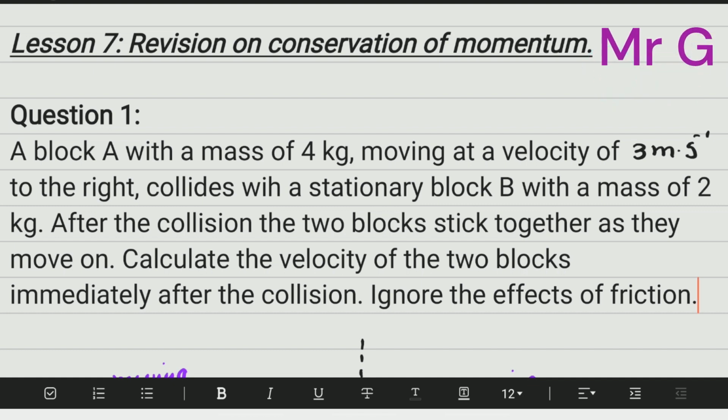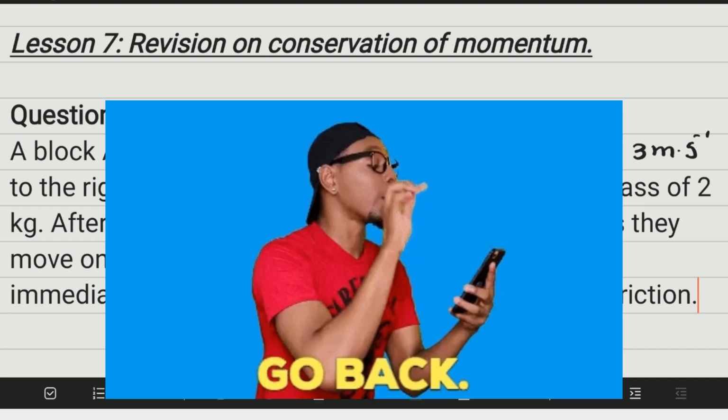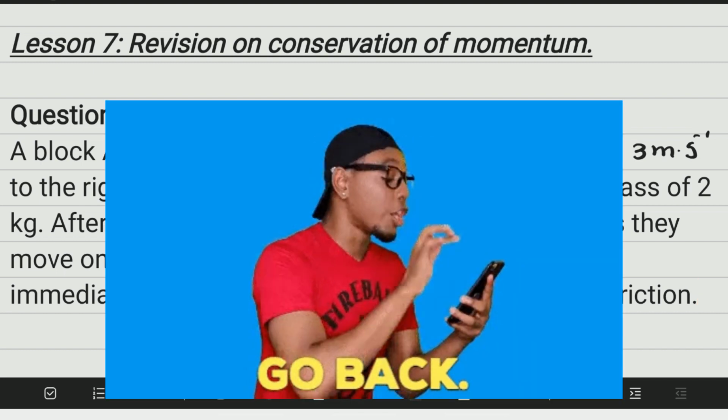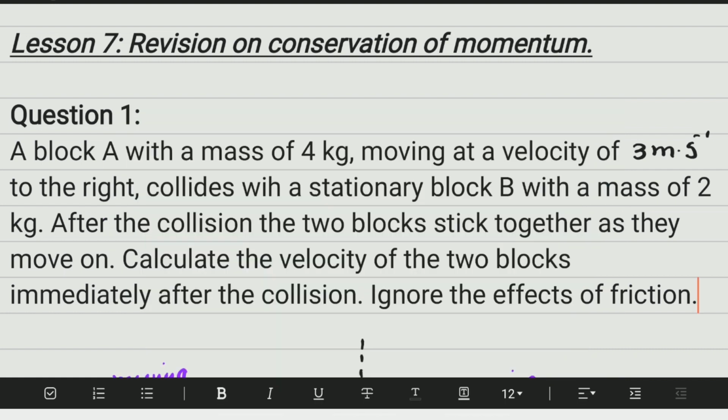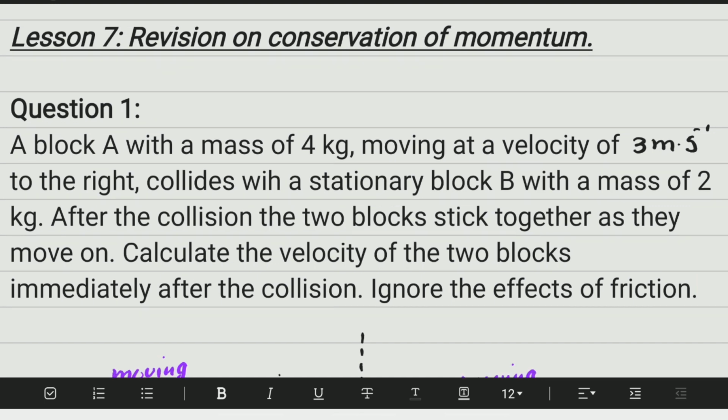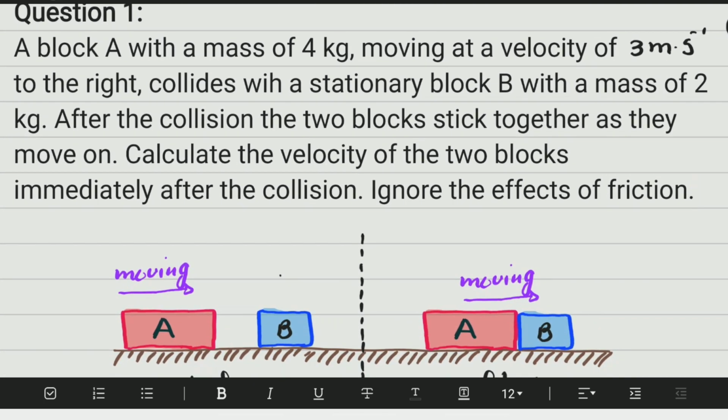Lesson 7 is going to be revision on conservation of momentum, which was last lesson. Please go there and watch the video. Now, we're going to be solving two questions. The two questions are in the description. You can go there and try to solve the question before I solve it, and then use the video as a mark guideline. Okay, so that is my recommendation.